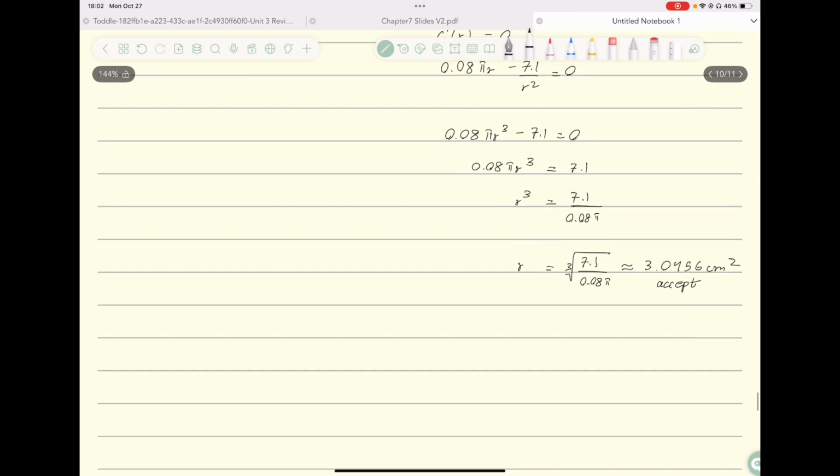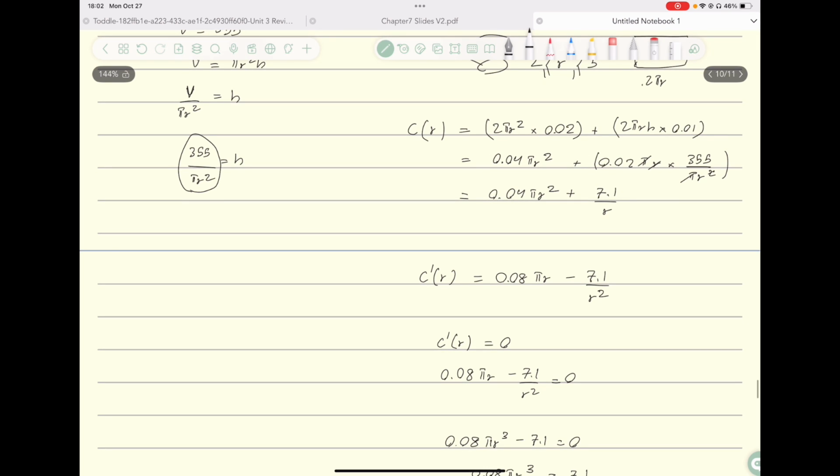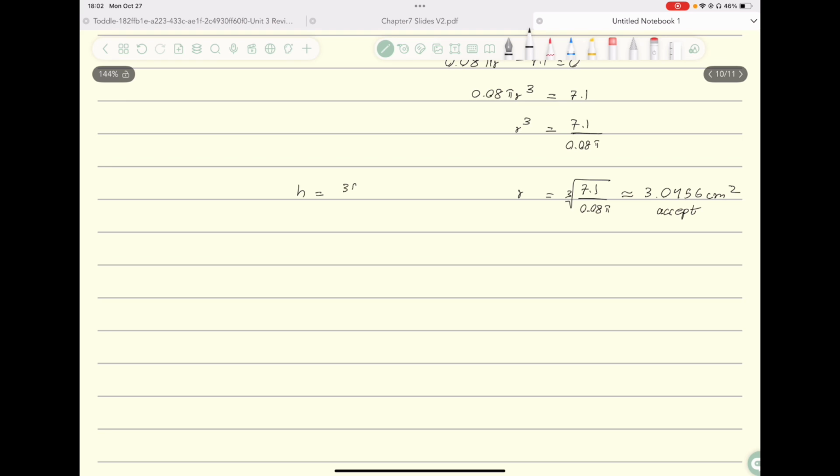Now we have the radius. Now we can find the height. To find the height, we can use this formula. We'll write back this formula, and then we'll substitute r, this value, in the r. So we'll get the cube root of 7.1 over 0.08 pi. I'm going to use this one for the more accurate value.